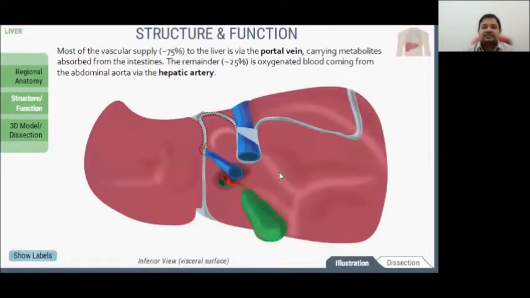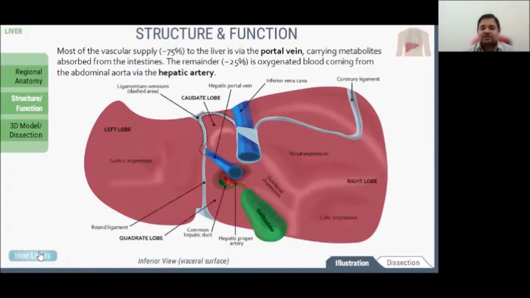Now, if you see the posterior or inferior view, most of the vascular supply, about 75% of the liver, is via the portal vein, which carries the metabolites absorbed from the intestine. The remaining 25% is oxygenated blood coming from the abdominal aorta via the hepatic artery. Remember, this is a dual blood supply. It has the hepatic artery and the portal vein, which is more important.